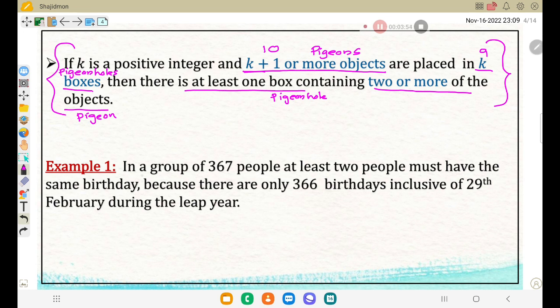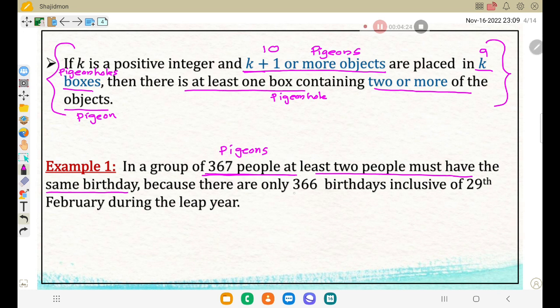Example 1. In a group of 367 pupils, how many pupils are there? 367 people means 367 pigeons, correct? We take people or objects like pigeons here. Then at least 2 pupils must have the same birthday.